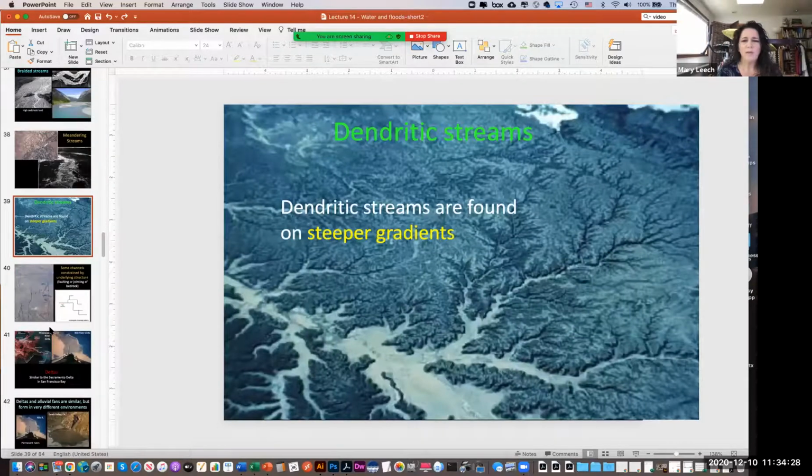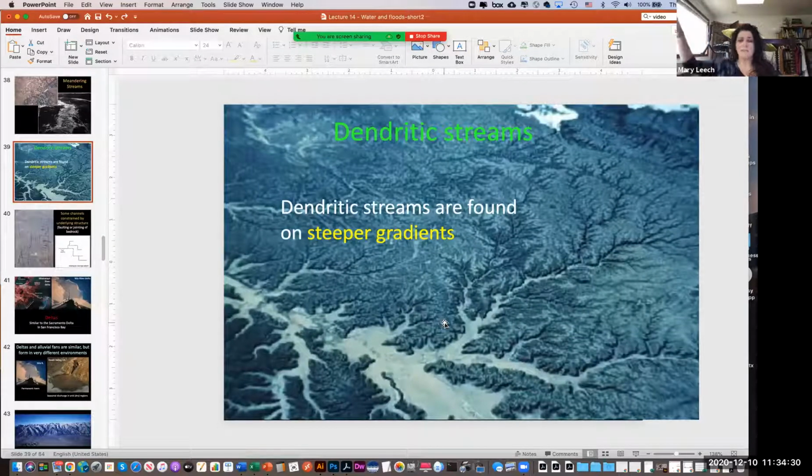You might get a dendritic pattern. This is going to happen on steeper terrain, so up in the mountains near the headwaters. Remember, dendritic means like a tree or a moss type pattern, all these little tributaries filtering down to the mainstream. All of these little streams are tributaries to this one. This is a tributary to this mainstream. You get the idea, I think.